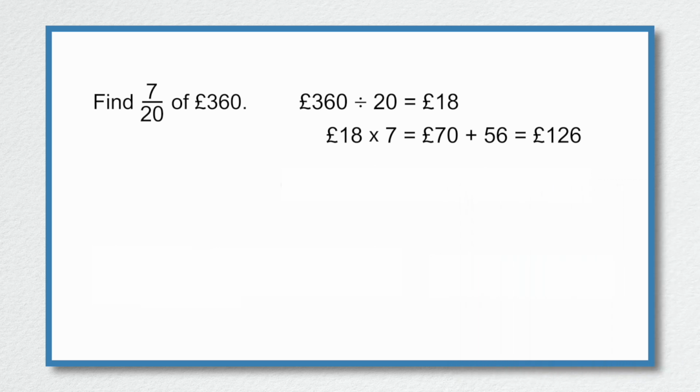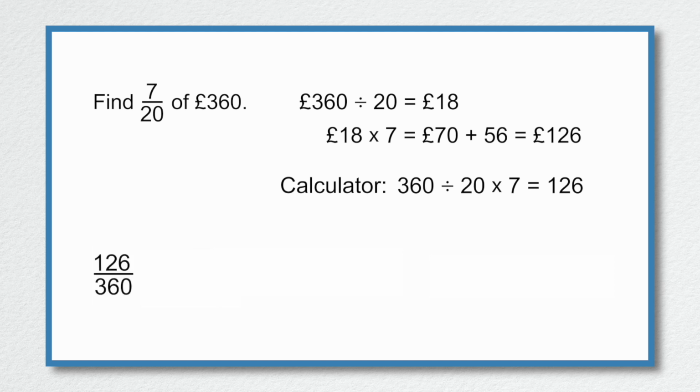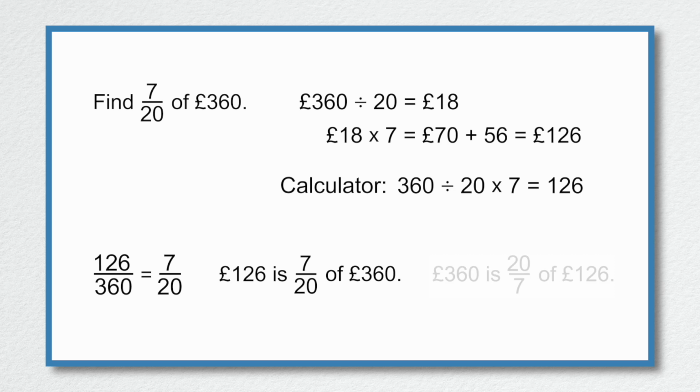126. And if I was doing this on a calculator, I'd type in 360 divided by 20 multiplied by 7, and that would give me the answer 126. And if I make a fraction of the answer over the original amount, so that's 126/360, well, this is an equivalent fraction to 7/20, which I get by dividing top and bottom by 18. I can also say that £126 is 7/20 of £360, or that £360 is 20/7ths of £126.